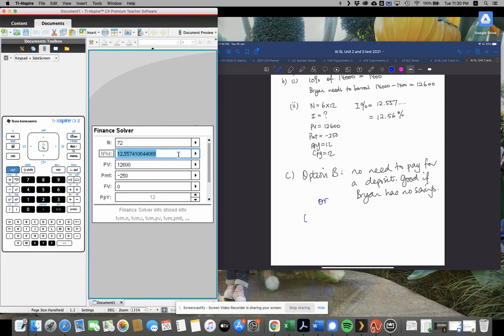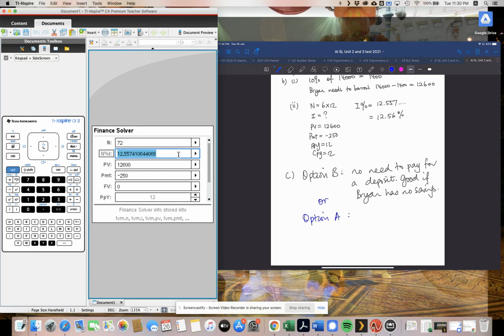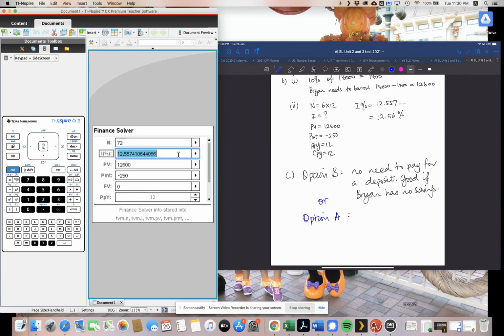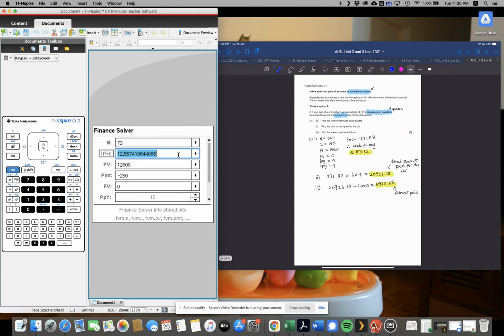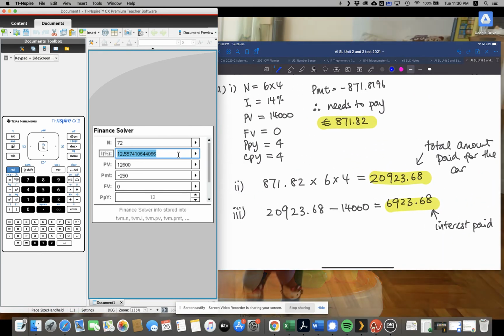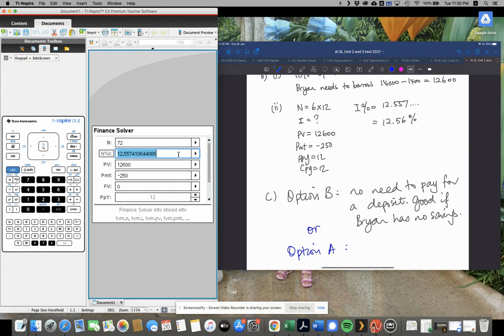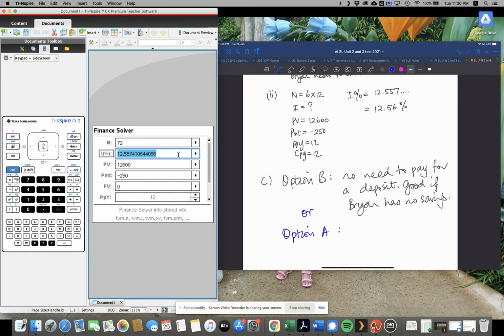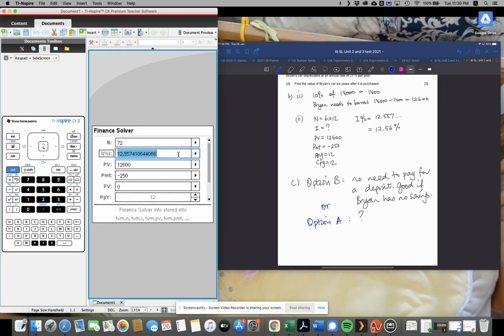Or you can say, you know what? He should go for option A. But if you say that, you need to show why. Now for option A, he needs to pay close to 7,000 euros of interest for that 6 years. So that's quite a lot. Now, if he uses option B, how much interest does he need to pay? We need to work that out.